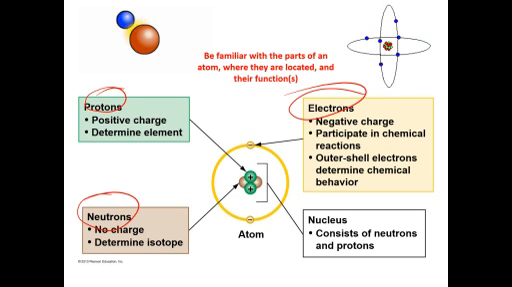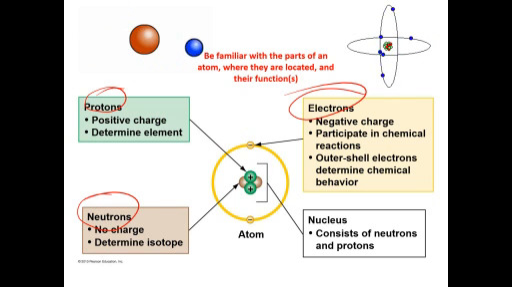They also determine what element an atom belongs to. So the number of protons. Like hydrogen. Hydrogen has 1 proton. Hydrogen is hydrogen because it has 1 proton. Helium has 2 protons. Helium is helium because it has 2 protons. So the number of protons determines the element. So if you change the number of protons, you change the element.